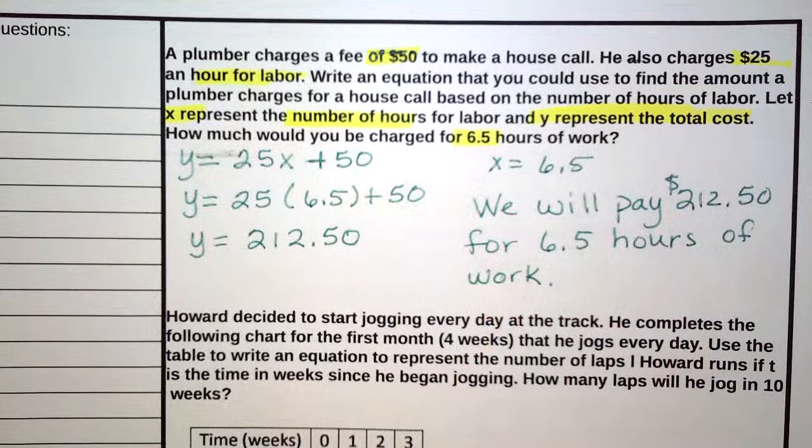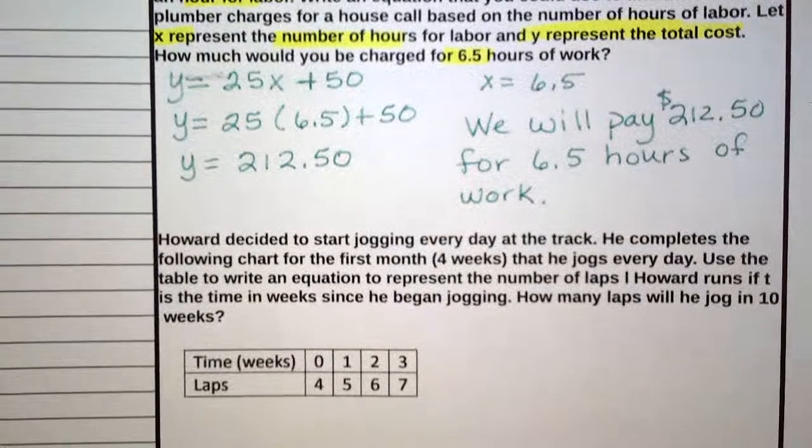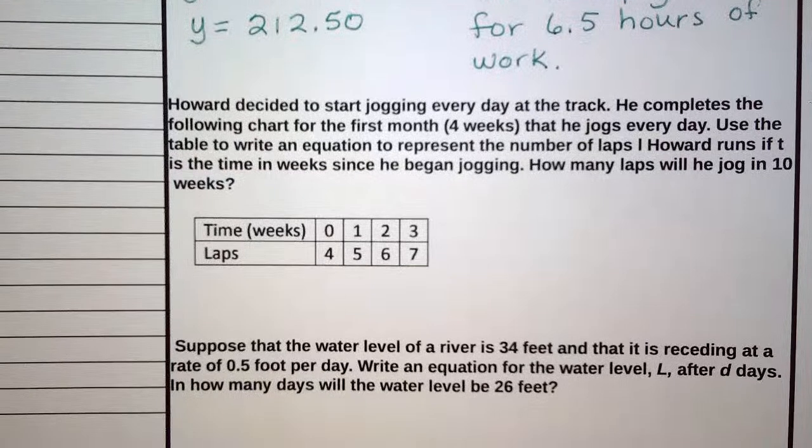So, read through, highlight, develop your equation, find your input, and solve. Now this one's a little different because we're looking at a chart. Howard decided to start jogging every day at the track. He completes the following chart for the first month or 4 weeks that he jogs every day. Use the table to write an equation to represent the number of laps Howard runs if T is the time in weeks since he began jogging. How many laps will he jog in the 10 weeks?